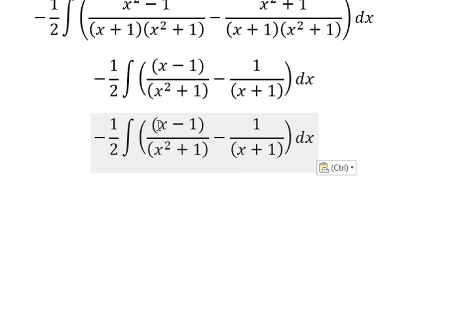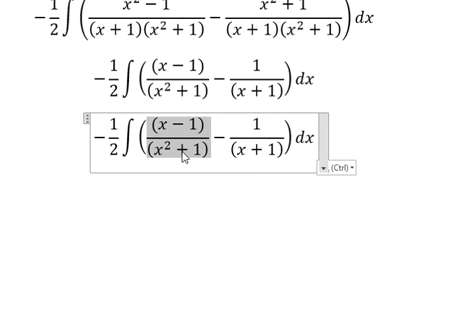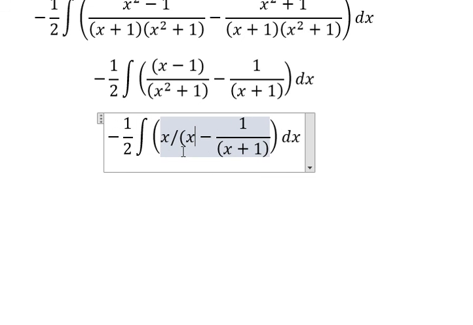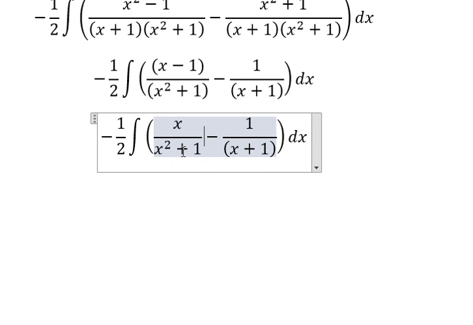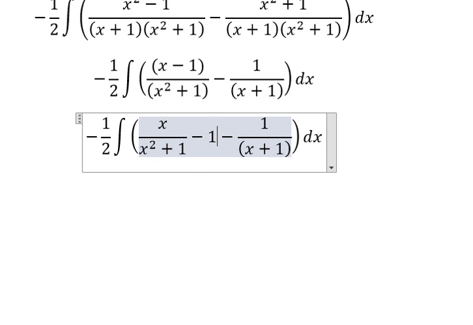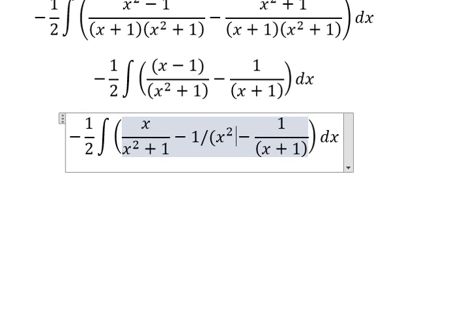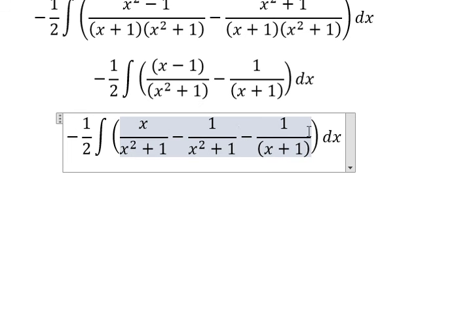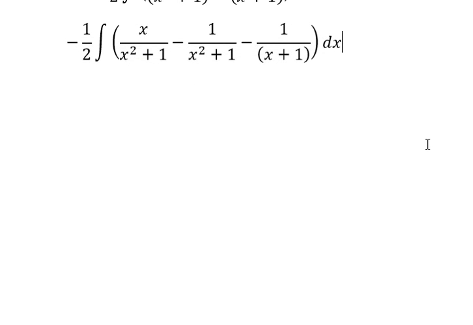This one, we can separate into two integrals: x over x squared plus 1, and negative 1 over x squared plus 1. Now we can get the final result.